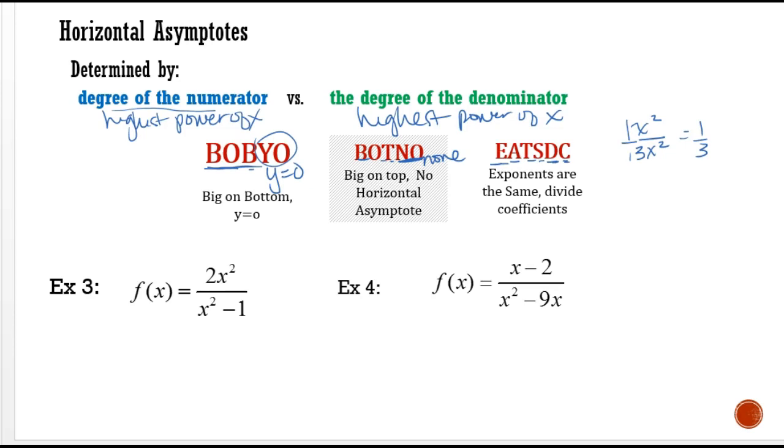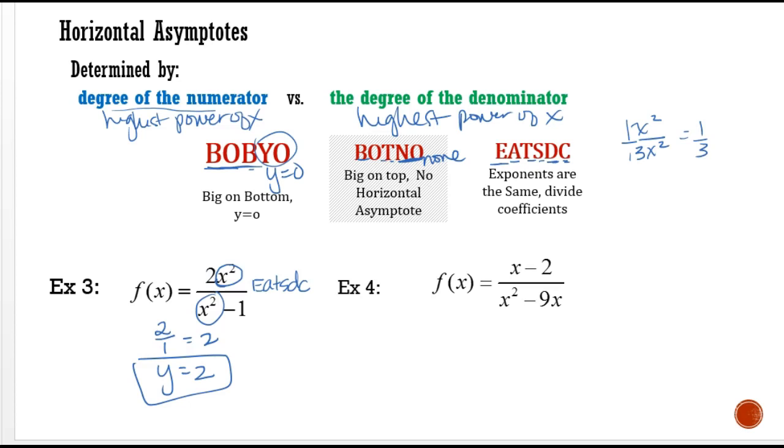All right, so let's look at number 3 here. We're just going to look at horizontal asymptotes alone right now. So Bobbio Botno eats DC. Look at your highest power of x: x squared on top, x squared on bottom. Huh, they're the same, right? So that's an eats DC. Exponents are the same. So what do we do? DC. Divide the coefficients. 2 over 1, which is 2. So I have y equals 2. That is my horizontal asymptote. And you'll only have one of these. You won't have more than one if you have one at all.